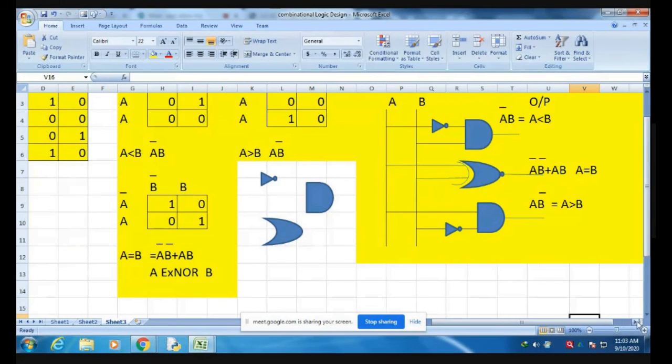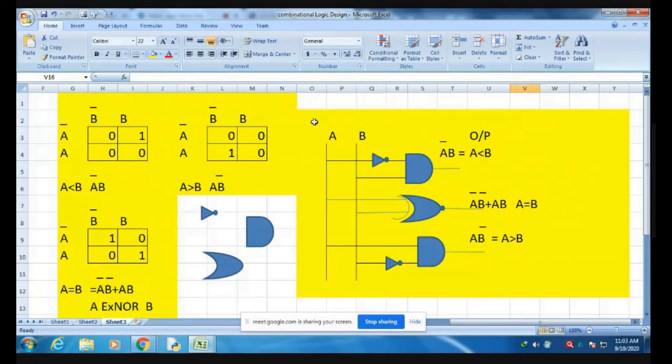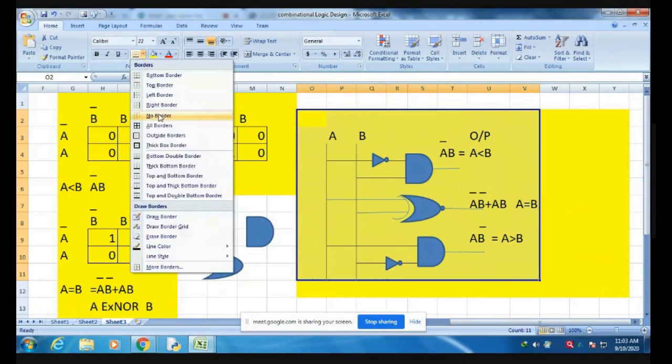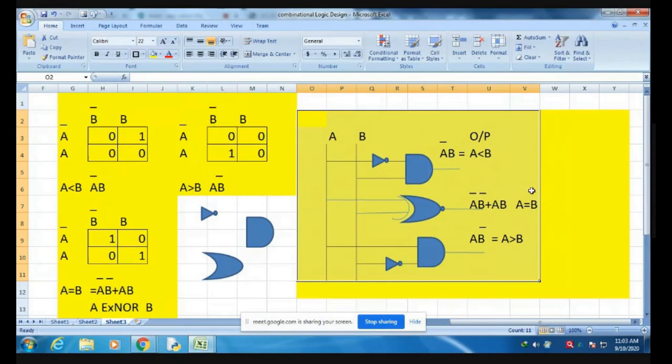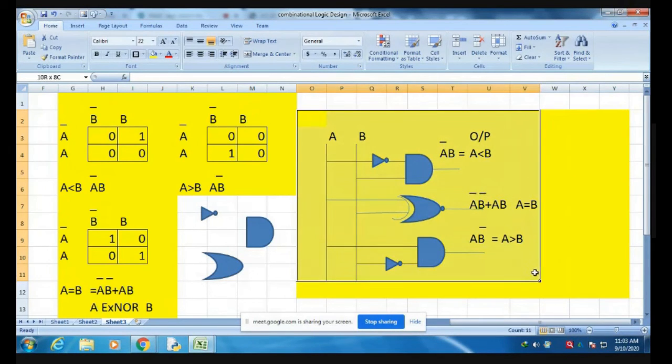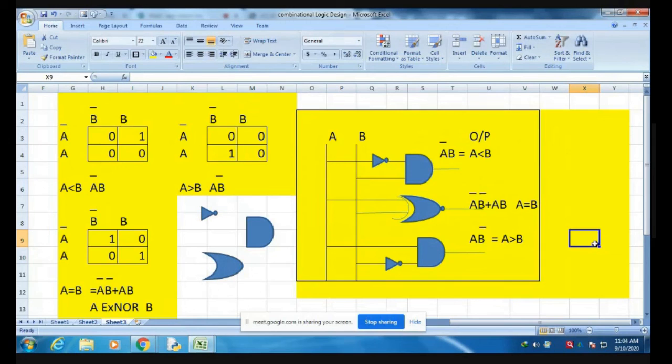Are you able to understand this? Yes, sir. This is my comparator, which is a one bit comparator.